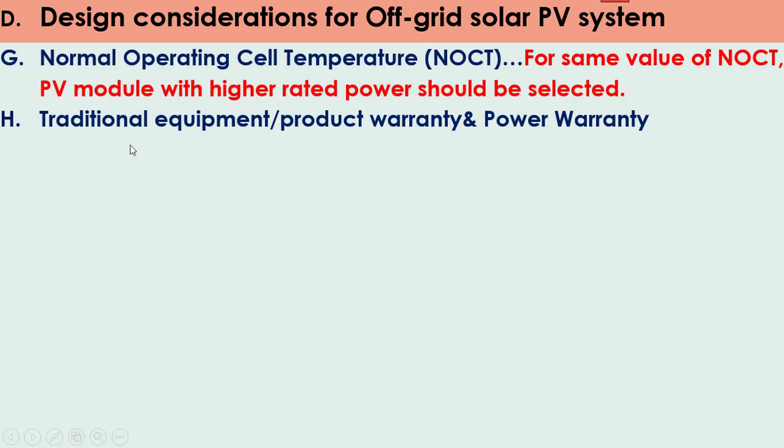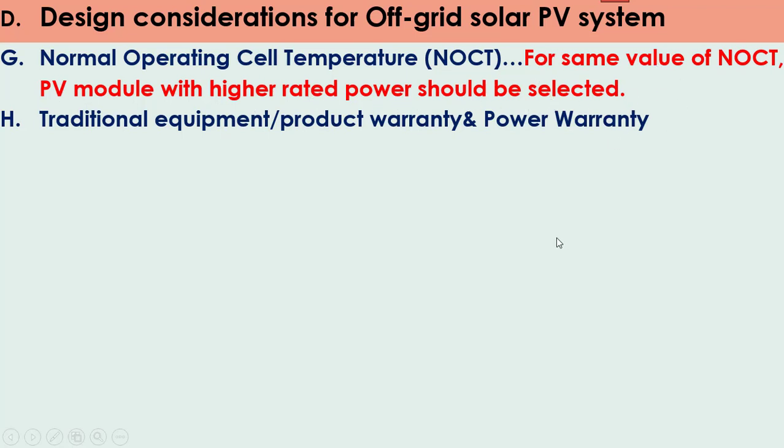Also, we must take into consideration the normal operating cell temperature, NOCT. For the same value of normal operating cell temperature, the PV module with higher rated power should be selected.